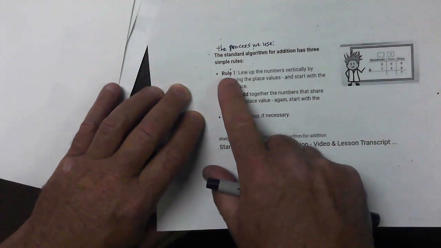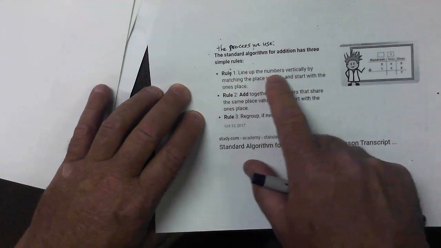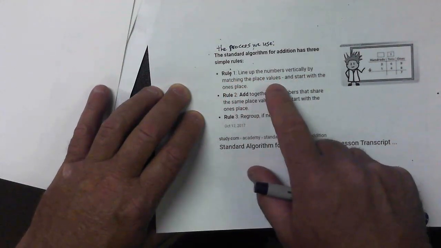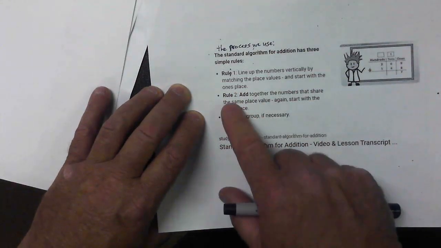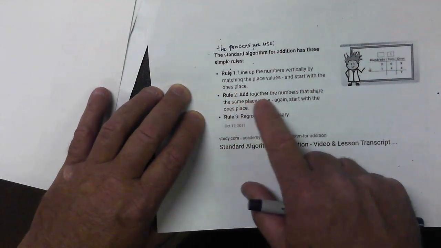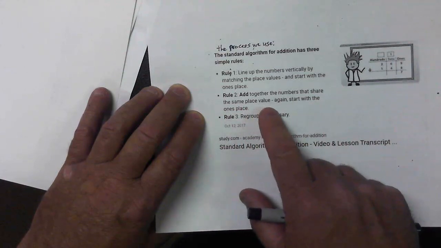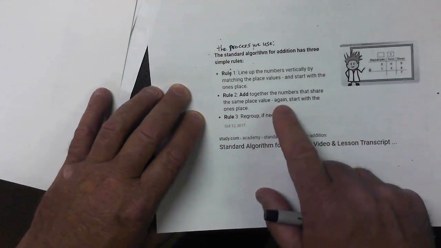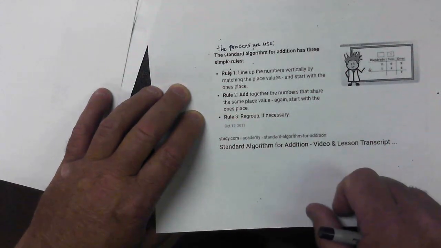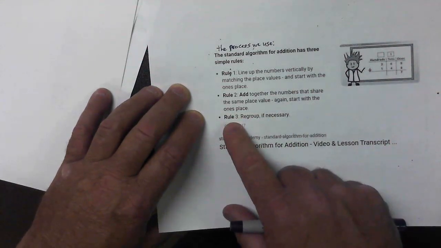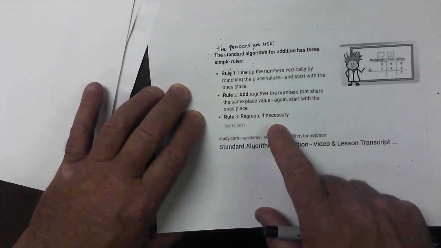Now remember, rule number 1 says line up the numbers vertically by matching the place values and start with the ones place. Rule number 2 is add together the numbers that share the same place value. Again, it wants to remind you, start with the ones place. And the third rule is regroup if necessary.